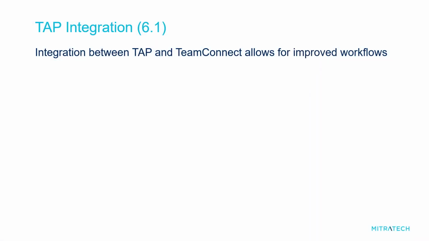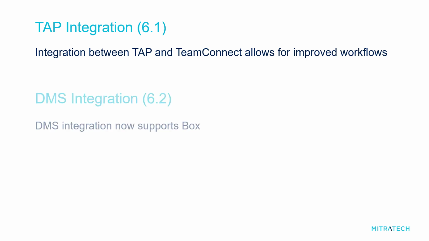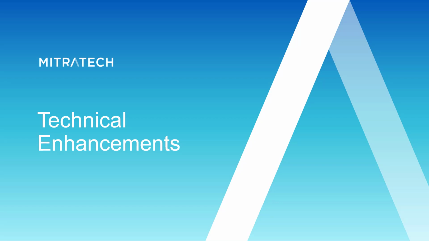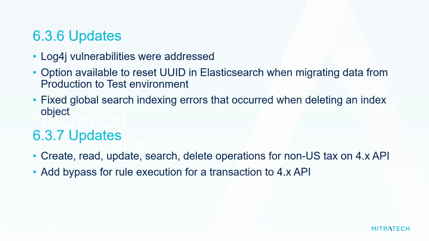In TeamConnect 6.1, our product team started developing an out-of-the-box integration between TAP and TeamConnect. The initial version of that integration was unilateral, but in TeamConnect 6.3, work was completed to make that integration bilateral so that information can be pushed back and forth between the two platforms. With TeamConnect 6.2, we now have a new DMS integration with Box. In 6.3.6, we addressed all Log4j vulnerabilities, made some updates to Elasticsearch, and fixed global search indexing errors. In 6.3.7, we made some additional updates and enhancements to our API capabilities.